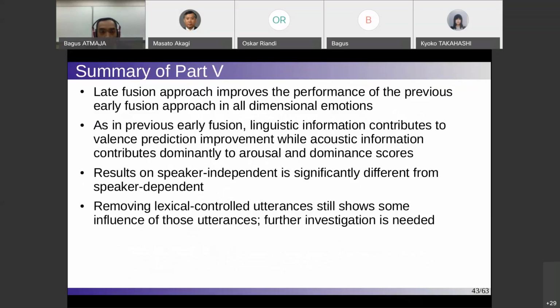And from this last part, it can be concluded that the late fusion approach works better to model the fusion of acoustic and linguistic information. And as in early fusion, also in late fusion, we improve the score of valence prediction, while we also improve the score of valence, arousal, and dominance. And also, it is found that speaker dependent and speaker independent is significantly different. And the last one is although we remove the target sentence, we still observe it in our result.